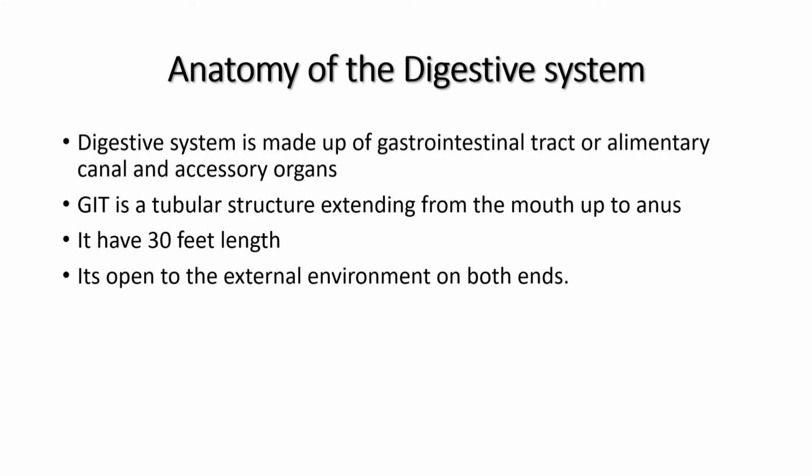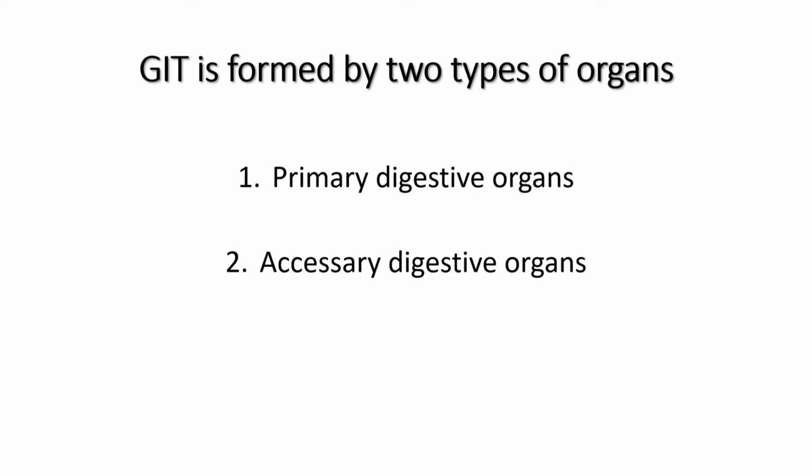Anatomy of the digestive system. The digestive system is made up of the gastrointestinal tract, or alimentary canal, and accessory organs. G.I.T. is a tubular structure extending from the mouth up to the anus. It has a length of 30 feet. It is open to the external environment on both ends. G.I.T. is formed by two types of organs: primary digestive organs and accessory digestive organs.